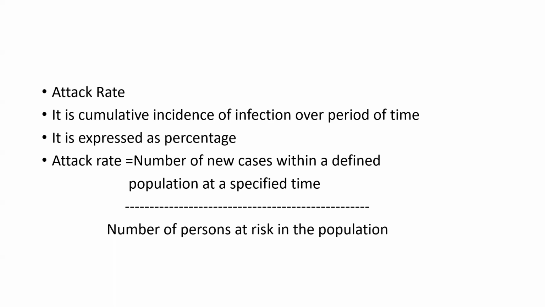Now the next is attack rate. It is the cumulative incidence of infection over a period of time. It is expressed as a percentage. So attack rate is the number of new cases within a defined population at a specific time, divided by the number of persons at risk in the population.